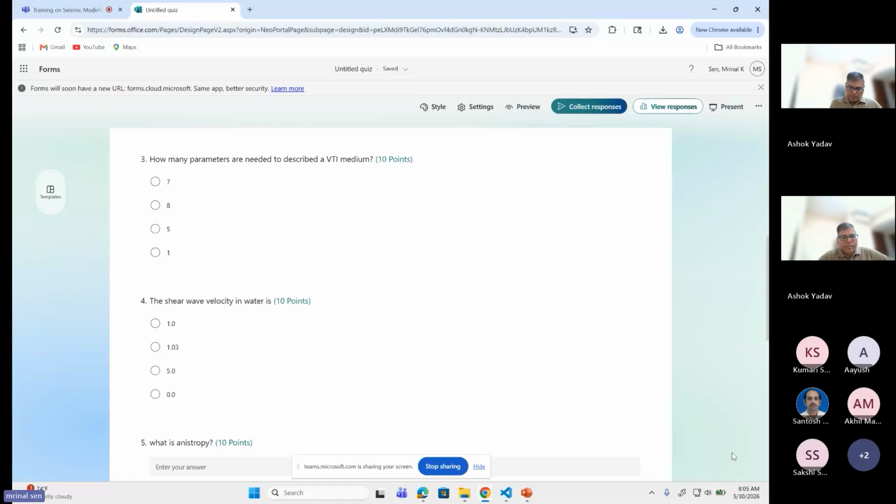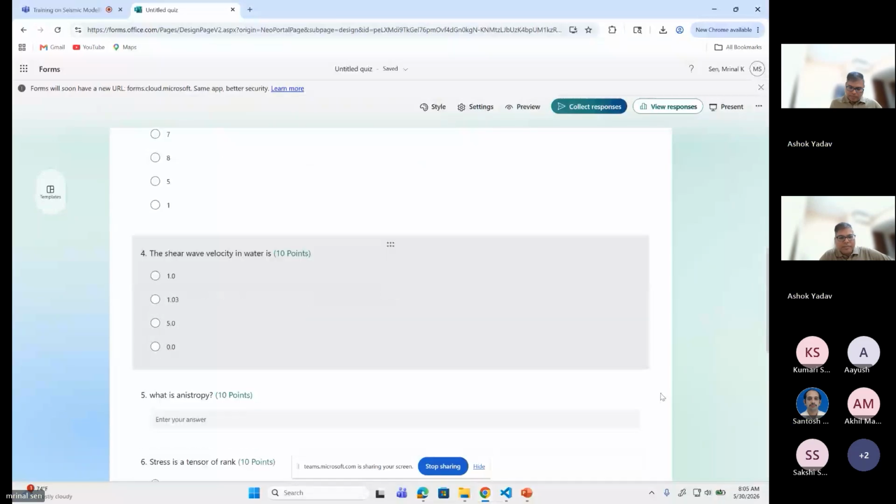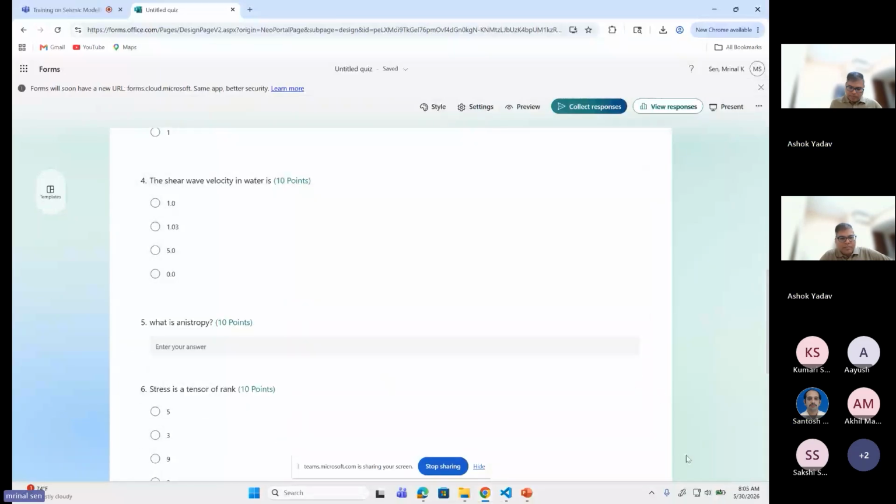Okay, sir. Okay, now question number 4 is shear wave velocity in water is what? Zero. Good, good. So what is anisotropy? There was a question which needed a little bit of writing, just maybe one sentence. So the property varies with direction.